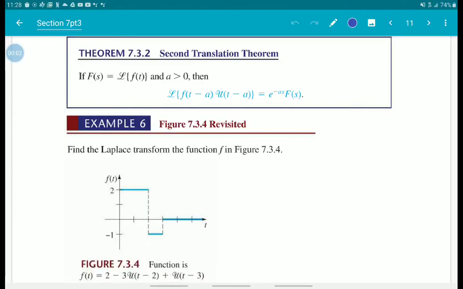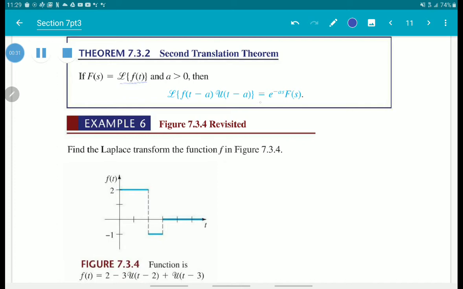So now we're up to the second translation theorem. And it says that if we have the Laplace of f of t, and that's capital F of s, and if a is greater than 0, then if we want to take the Laplace of f of t minus a times that unit step of t minus a, then it's going to be e to the negative as times our F of s, which was the Laplace of f of t.